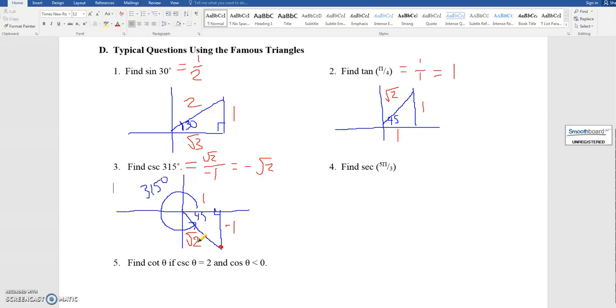Moving right along, example 4, find secant of 5 pi over 3. So another one that's in radians, so I'll have to think through that a little bit. And again, it would be nice if I had my pen selected. There we go.